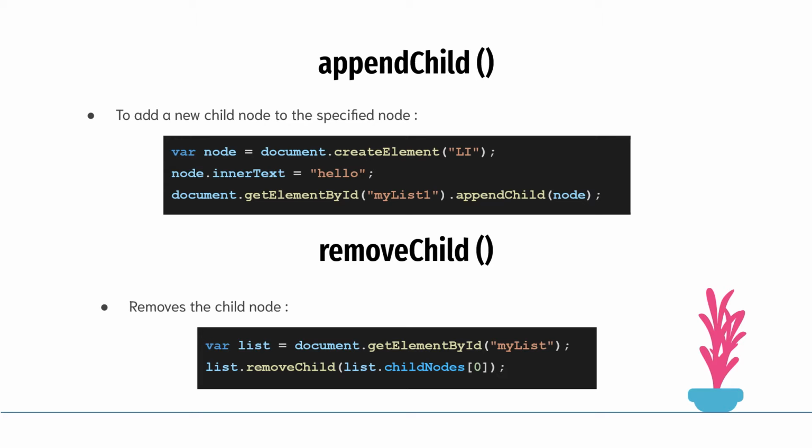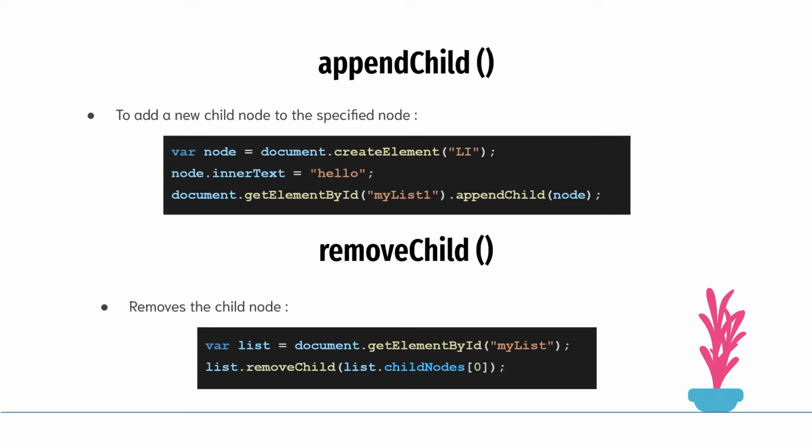So let's see appendChild first. appendChild helps us in creating new child nodes when a web page is loaded. Let's take an example. If you have an ordered or an unordered list, and you want to add a new list item when a button is clicked, or maybe dynamically, how can you do that? For that, we have appendChild. We'll just use the appendChild method that will help us in appending a new list item to this list.